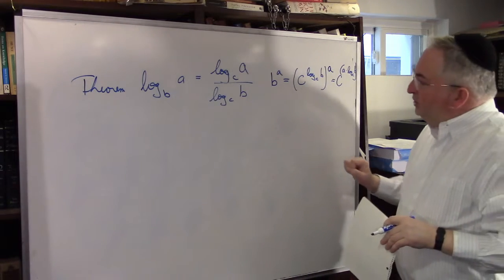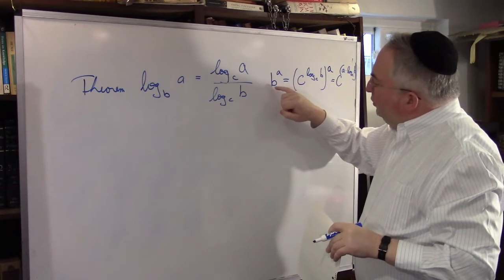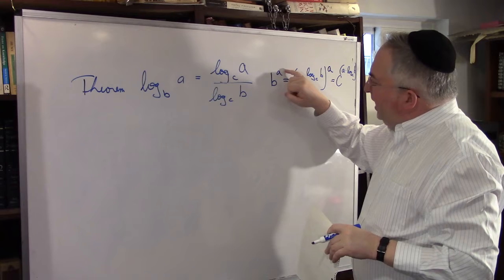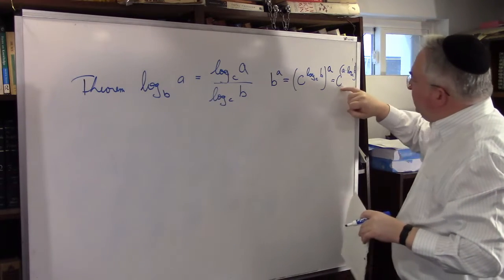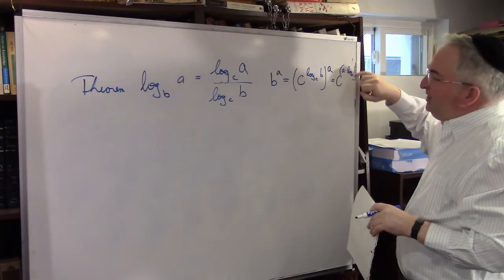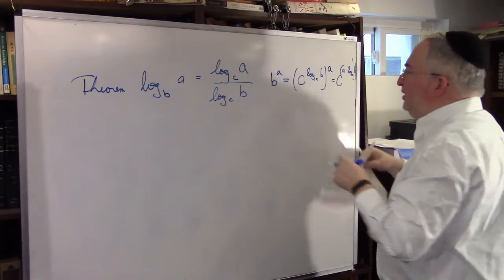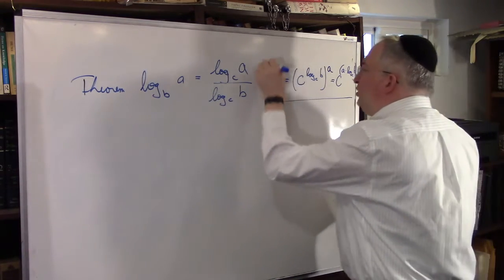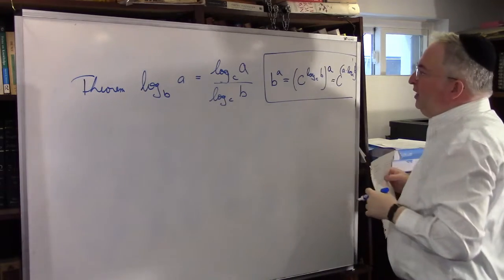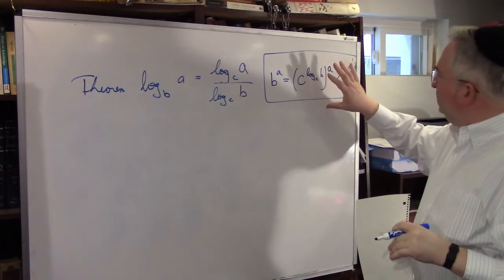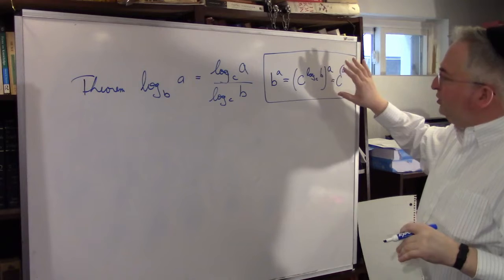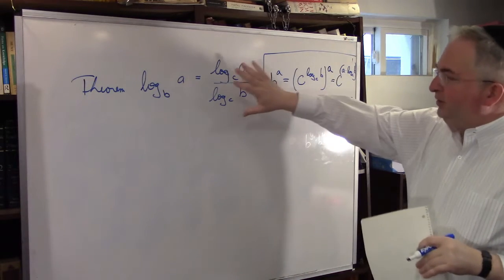Notice what I just did here. I said, oh, you want to know what b raised to the a is? That's the same thing as c raised to the a, but I need some extra term to fix it. So this is the intuition behind this theorem.